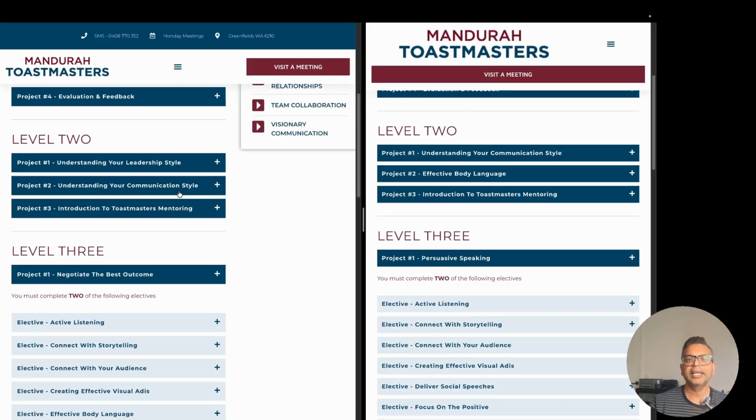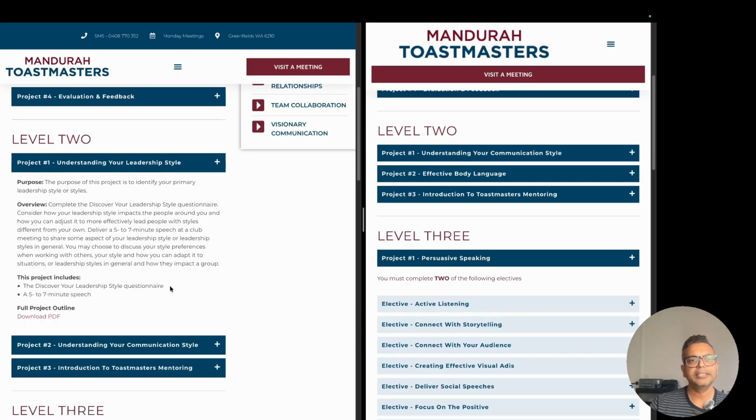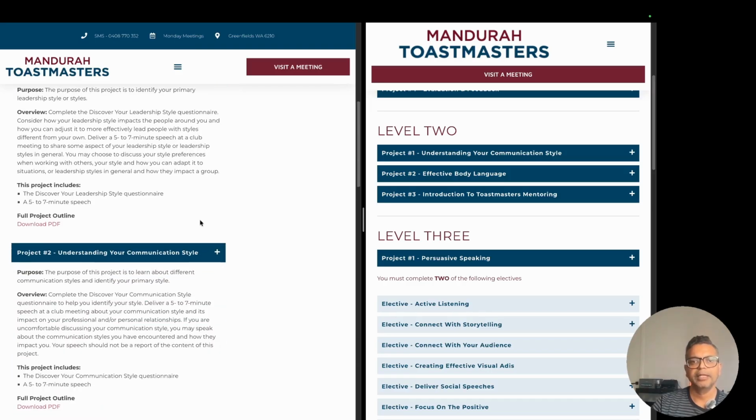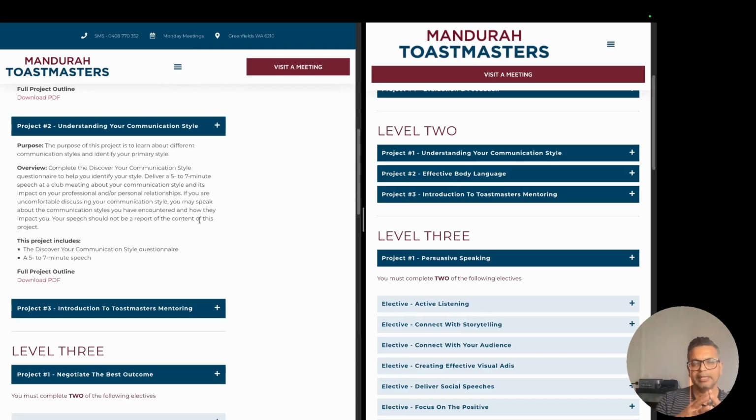Now there are various leadership styles, but what does leadership mean to you, and what is your natural rhythm of leadership? So it's all about understanding your leadership style and presenting your discovery to the club in a 5 to 7 minute speech. Project number 2, understanding your communication style. Now we focused on our leadership style, and then now we focus on our communication style.